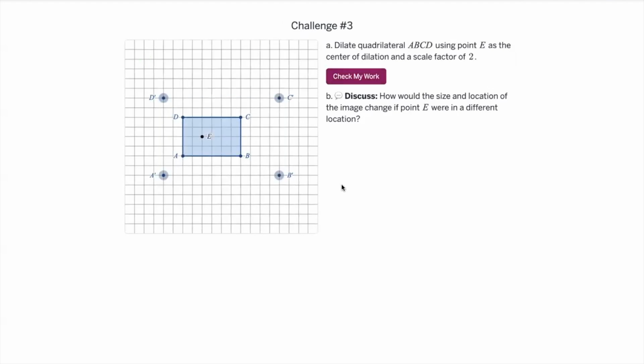Okay, so this one right here says dilate quadrilateral A, B, C, D using point E as the center of dilation. So point E is the center of dilation, and a scale factor of 2. Okay? And so we want a scale factor of 2, and we have to go from E.